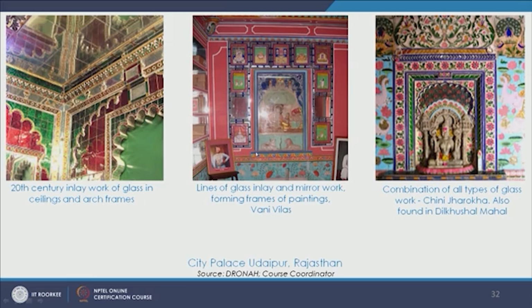Again here we see these lines of glass inlay, and we see some mirror work and glass work. These are seen in Vani Vilas. This is a very detailed panel where we see a combination of different kinds of space making crafts, different kinds of glass work, mirror work, stone work. It's a combination. So we see permutations and combinations as well at different places.